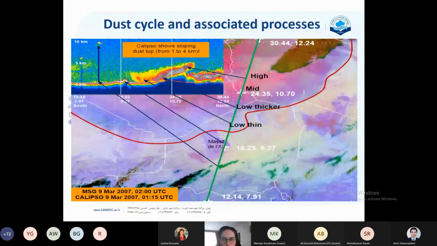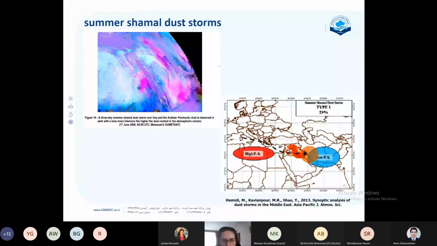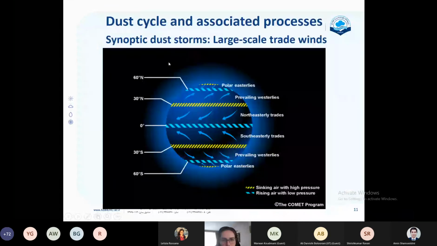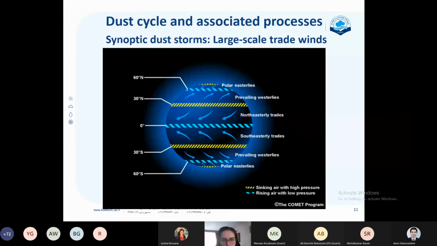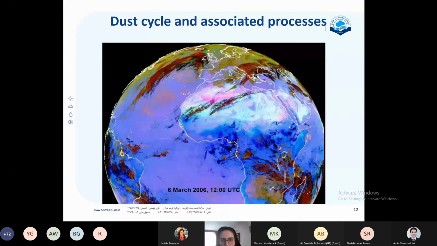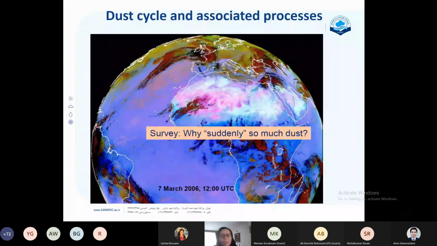Also, we have summer shamal dust storms because of the convergent topography, especially over the Tigris and Euphrates, which start from the high mountains over the northern part of the region down to the flat parts over the Persian Gulf. And we also have large scale trade winds that most of the time happen over northwest Africa, and you can see another example. For example, because of the high pressure, you can see a pressure gradient from 1000 to 1005, and this pressure gradient makes a very huge dust storm.